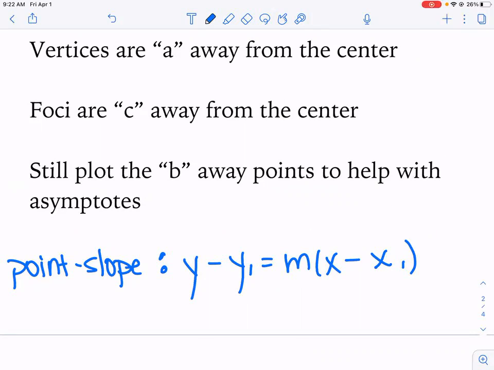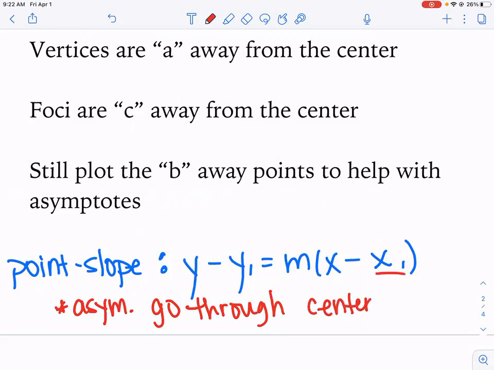When you look at that blue rectangle that you pasted into your notes, look at the asymptotes. What point do both asymptotes go through? The center. That's convenient. Okay, so our asymptotes go through the center, which means we can take this x1, y1 coordinate and we can punch in the center. Since both lines share that one point, we can put it in.